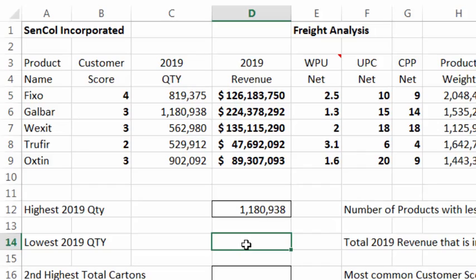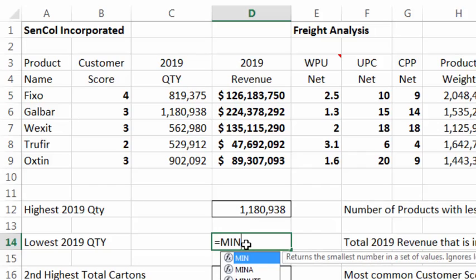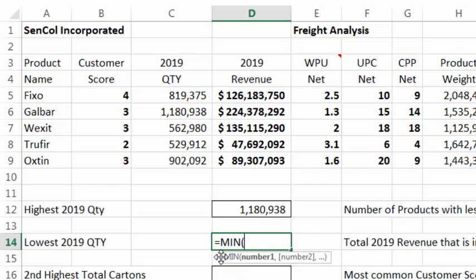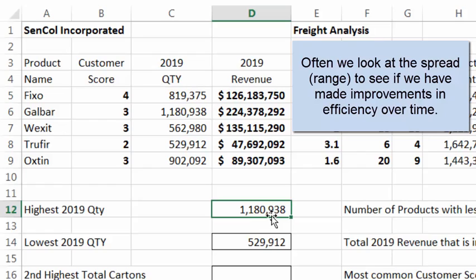Now, what is the lowest quantity? And the word for that is MIN for minimum. And again, highlight the range, and that will tell you the minimum. So that's important because that's my spread. Of all quantity shipments for all products, the highest I'm shipping is 1.18 million, lowest is 529.